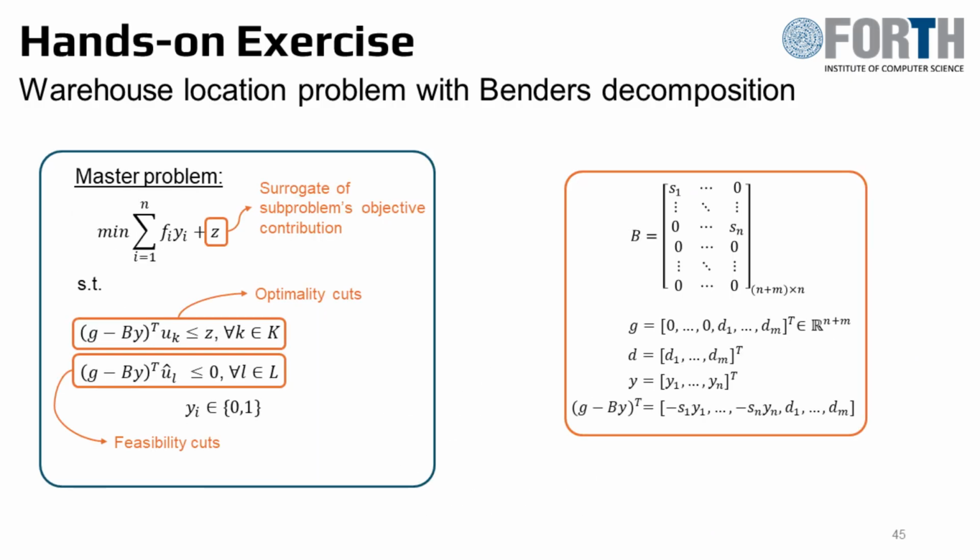Now, we move to the master problem. The master problem contains the strategic decisions, the warehouse opening variables. But instead of explicitly including the shipment variables, it introduces an auxiliary variable that represents the contribution of the subproblem to the total cost. So the master decides which warehouses to open and carries a variable that approximates the optimal transportation cost.